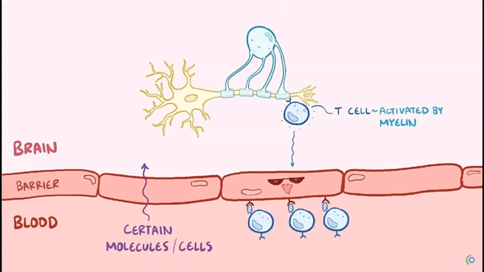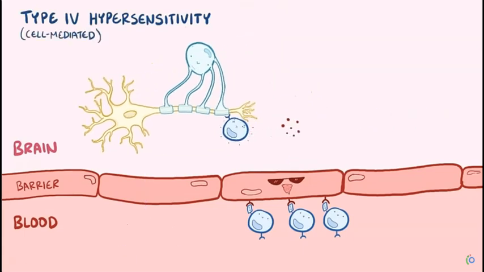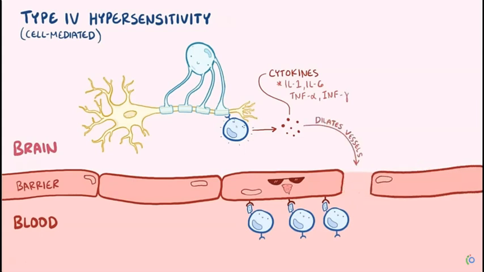Now, multiple sclerosis is a type 4 hypersensitivity reaction, or a cell-mediated hypersensitivity. And this means that those myelin-specific T cells release cytokines like interleukin-1, interleukin-6, tumor necrosis factor alpha, and interferon gamma, which together dilate the blood vessels, which allows more immune cells to get in, as well as directly cause damage to the oligodendrocytes. These cytokines also attract B cells and macrophages as part of the inflammatory reaction.